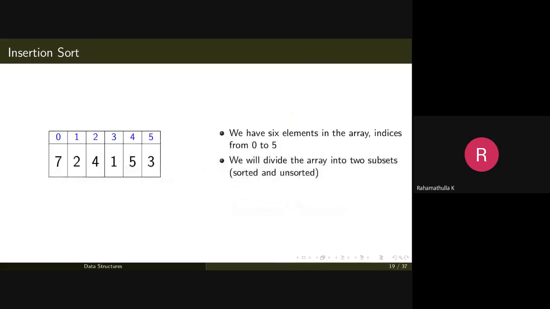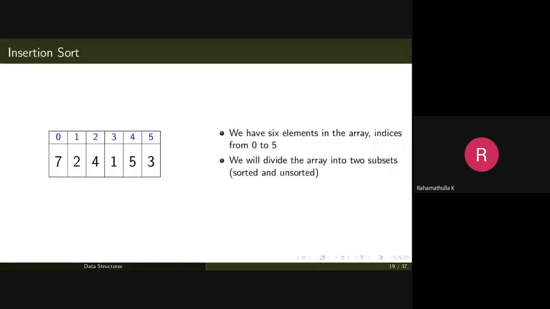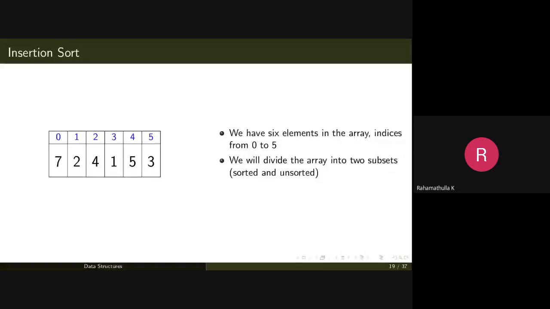Let's say we have 6 elements in the array, 6 integers in the array with indices from 0 to 5. So from our previous discussion about the playing cards, here we are trying to divide the array into two subsets. That is, we would like to find out a boundary, and the left side of that boundary is sorted, and the right side of that boundary is unsorted. That's what we wanted to make.